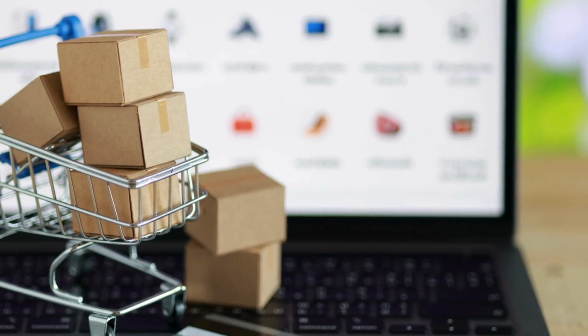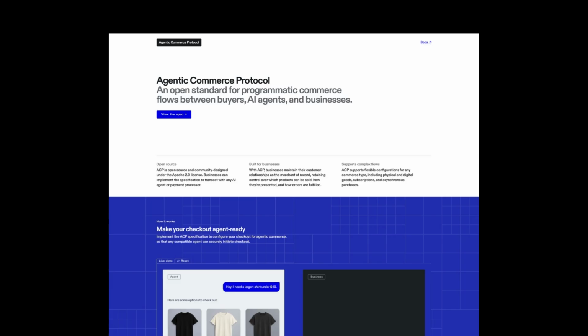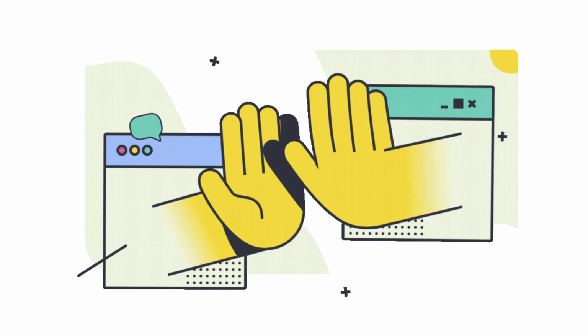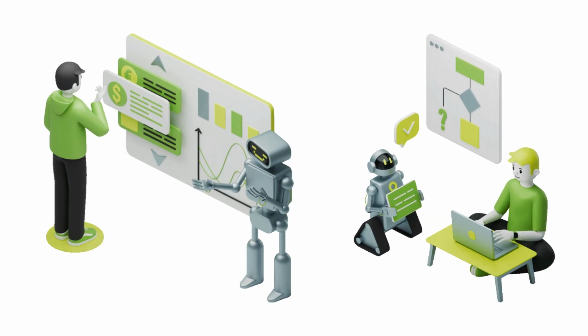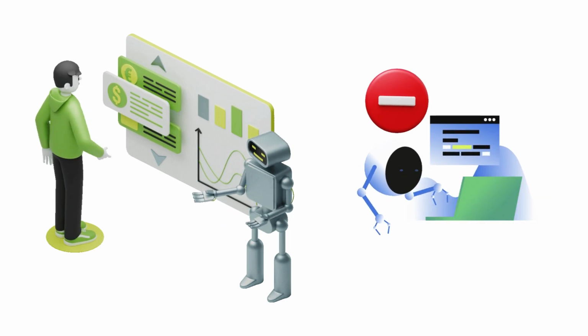E-commerce is evolving into AI agent-based commerce. At the center of this shift is something called the Agentic Commerce Protocol. It's an open standard that tells AI agents how to read product data. This is the language AI agents speak. And if your listing isn't speaking that language, you're invisible.